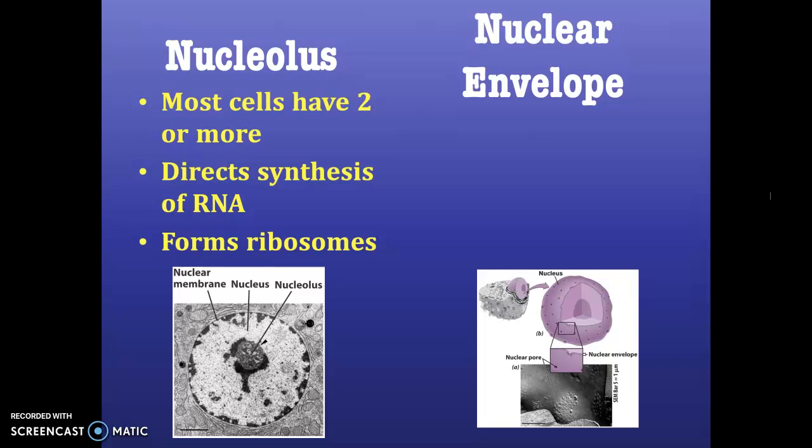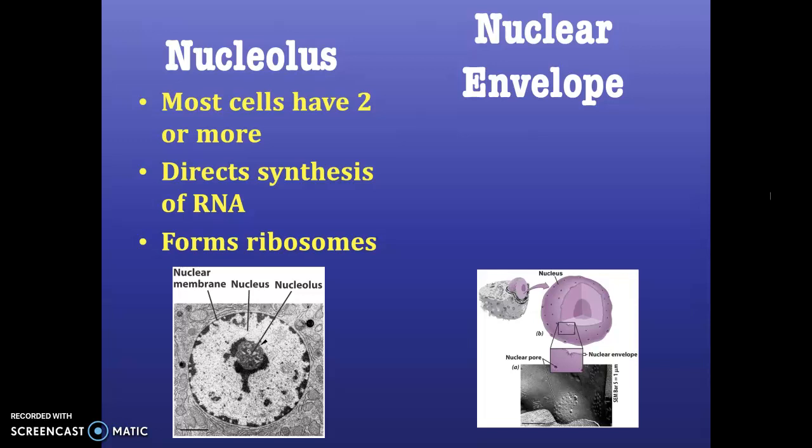Now, RNA is one of the nucleic acids that we mentioned earlier when going over our macromolecules. RNA is very important in getting the genetic code out of the nucleus and to the ribosomes. And the nucleolus also forms those ribosomes that will be helping decode our genetic message and make all the different proteins that we are going to need in order to survive.